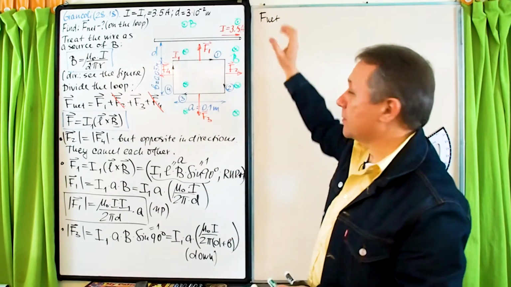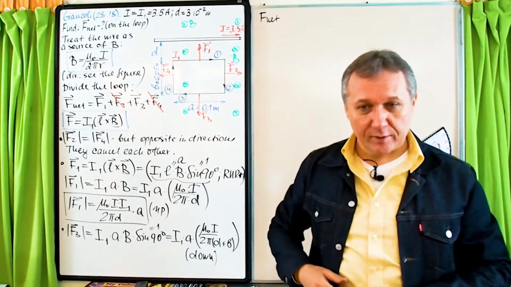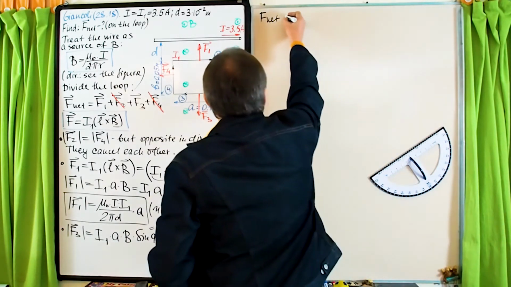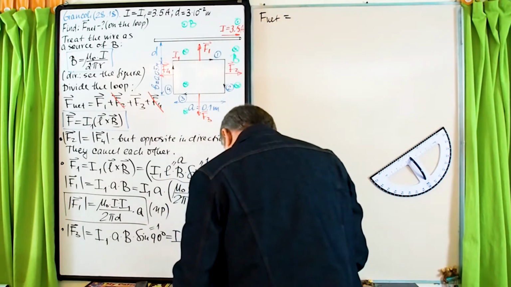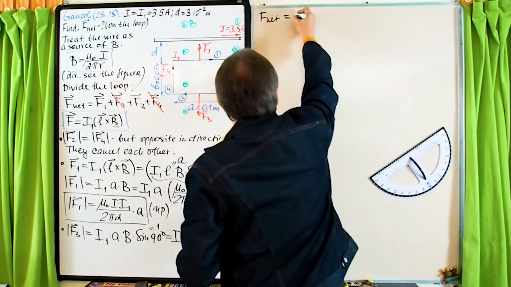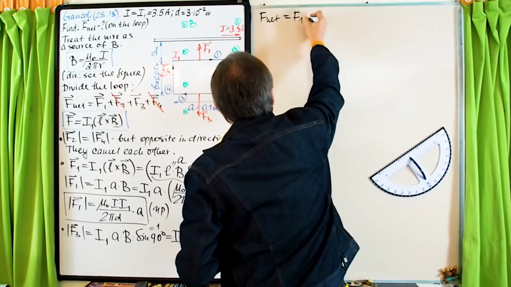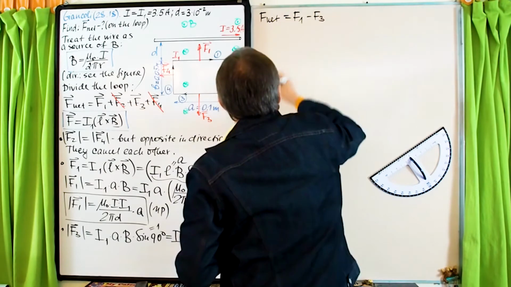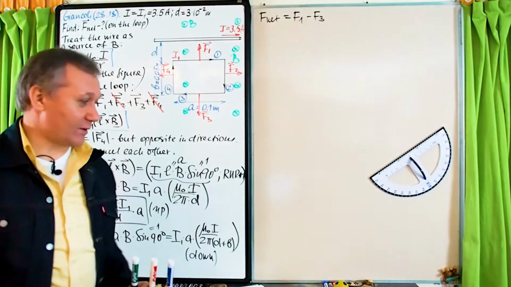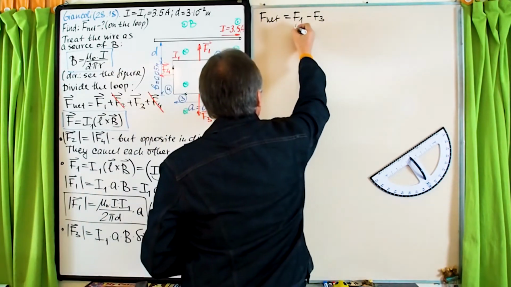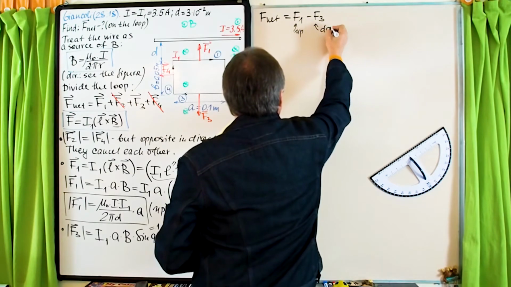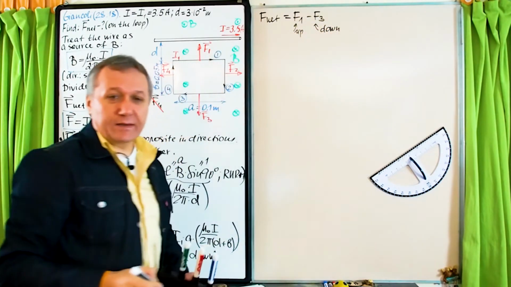So now let me take care of the absolute value. So it will be F1 minus F3. Again, as I said, because F1 is up, F3 is down. Right. Again, let me emphasize. So this is up, and because this is down, that's why I put a minus between them.